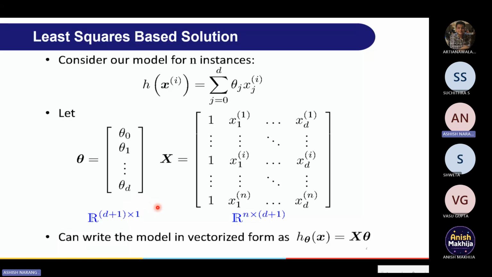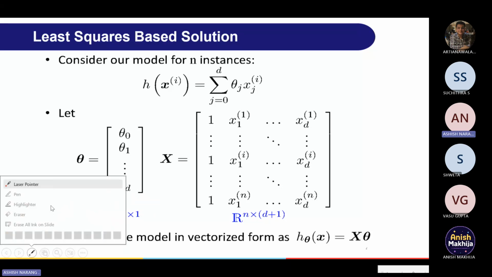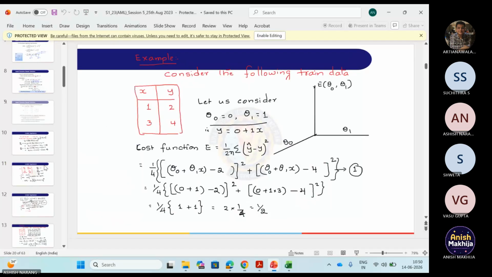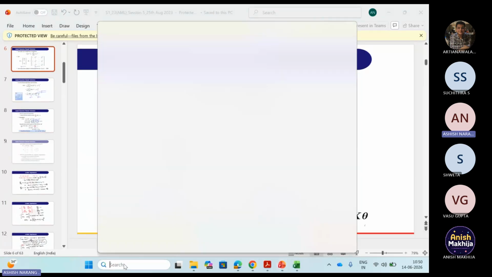Even using this mouse, I'm not able to select a pen. Okay. What is the equation of a straight line? Theta 0 plus theta 1 x. Okay, let me open a Word document also.